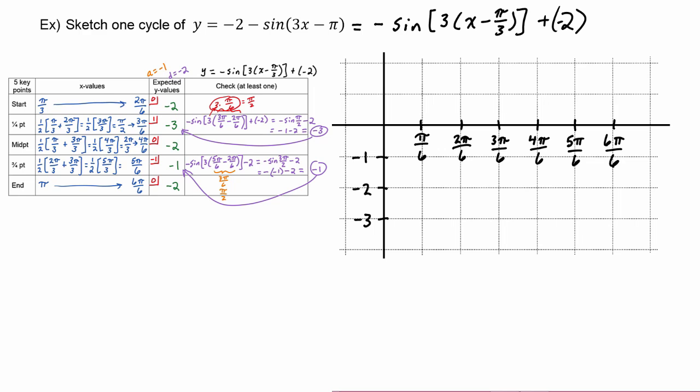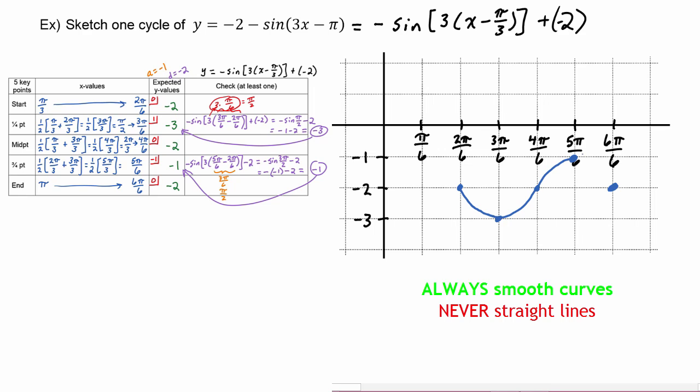Our first point is 2 pi over 6, negative 2. Next, we have 3 pi over 6, negative 3. 4 pi over 6, negative 2. 5 pi over 6, negative 1. And 6 pi over 6, negative 2. We connect all the points with smooth curves. And there's our graph.